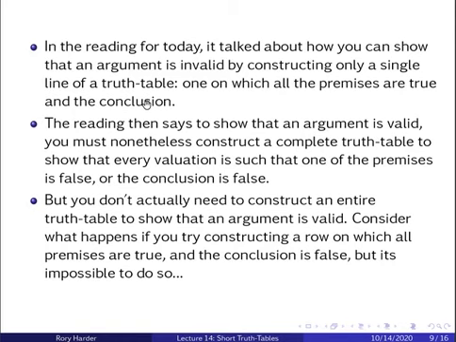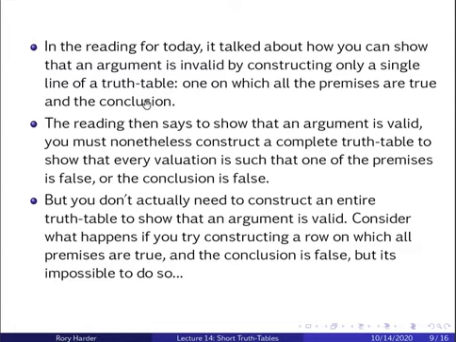But I want you to think about this: consider what happens if you try to construct a row on which all the premises are true and the conclusion is false, but you find that it's impossible to construct such a row. Now, if that turns out to be that way, then you can show that the argument is valid without constructing an entire complete truth table. So this method I'm going to show you now is a way of establishing that arguments are valid without creating entire truth tables.